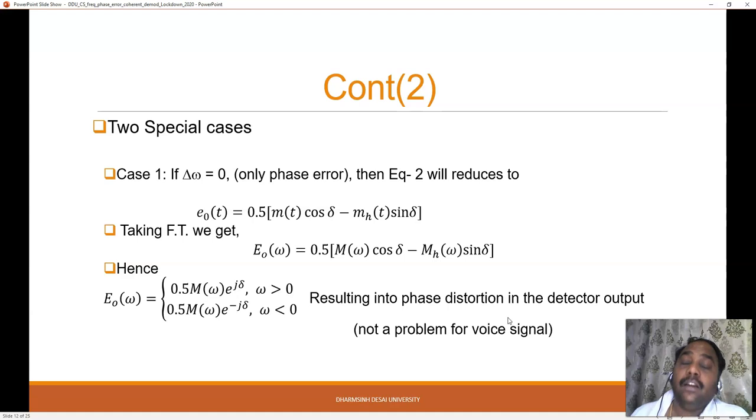Now as you know, our ears cannot identify phase distortion if it is present in your voice signal. It is not at all possible. If there is an amplitude distortion, that's fine, but if there is a phase distortion, we are not able to identify it. So even though there is a distortion in the SSB-SC signal due to the phase error, which was not there in the case of DSB-SC, if you compare with reference to the voice signal, it's not a problem even if phase distortion exists. So you can neglect the effect of phase error in both the cases.